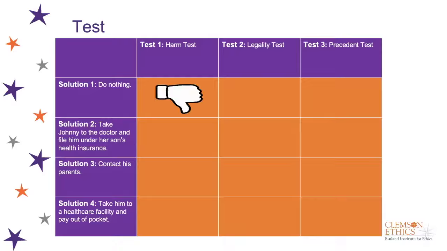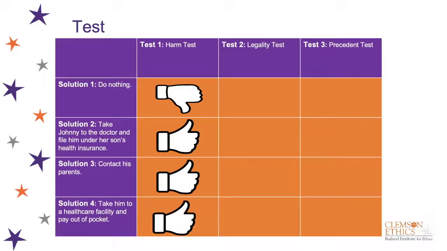Solution 1 fails the harm test because Johnny's condition might worsen if she decides to do nothing. Solution 2 passes the harm test, so we're pretty good here. Taking him to the doctor would help him rather than harm him. Solution 3 passes with flying colors. Thinking logically, it would make sense to contact the parents first to understand more about why he is sick at home and then go from there. Solution 4 also passes the harm test because, again, he is receiving medical attention, so helping rather than harming.